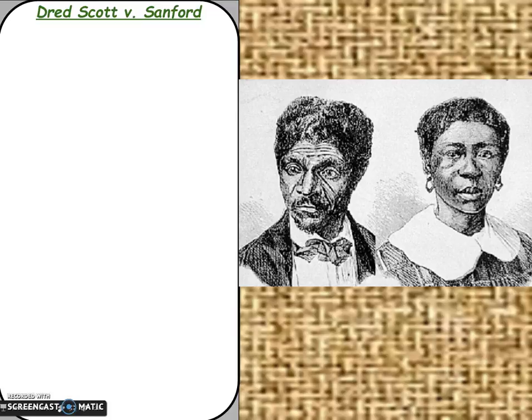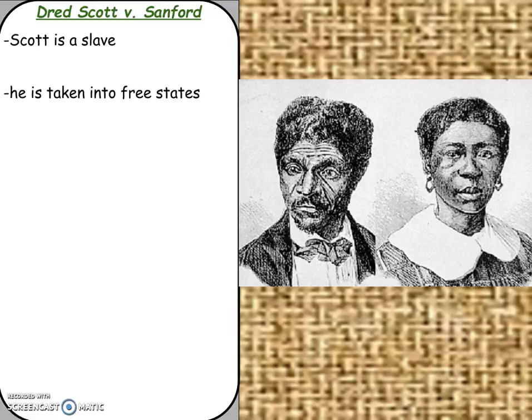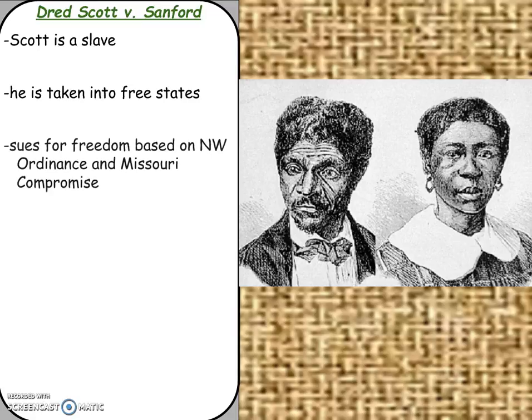The court case Dred Scott versus Sanford is another good example of where we see the issue of slavery making it all the way to the Supreme Court. Dred Scott was a slave, and during his lifetime he was taken into free states. Now, he was in a free state for a period of time, and then is eventually going to sue for his freedom, and it goes all the way to the Supreme Court.